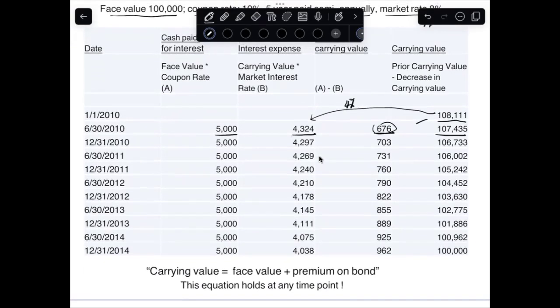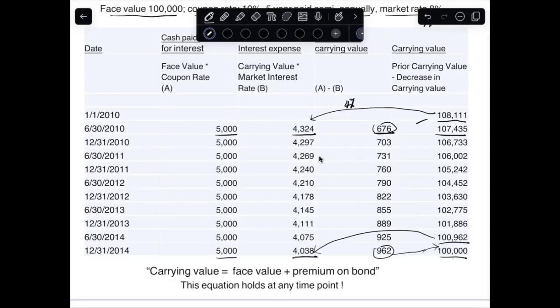And do it over and over again until year 10. 100,962 times 4% equals this number. So actually the interest generated for this company is that much, but the company pays more, and the difference needs to decrease the principal. So 100,962 minus the 962 equals the 100,000. And on that date, the company paid back the 100,000. Then the company no longer has the liabilities.